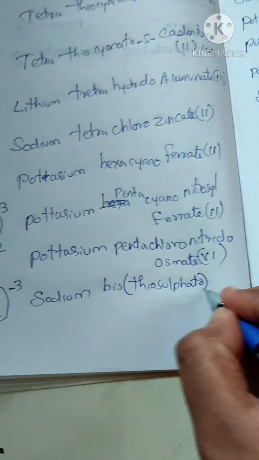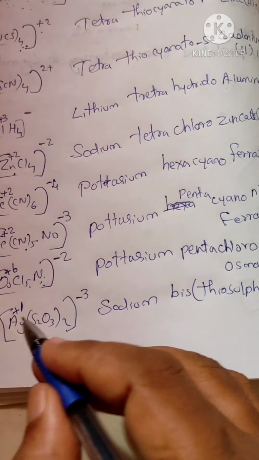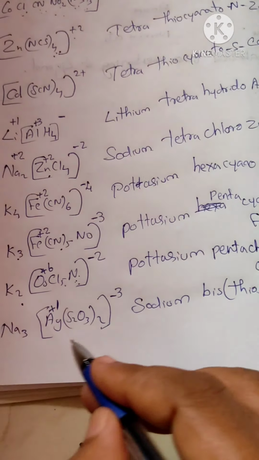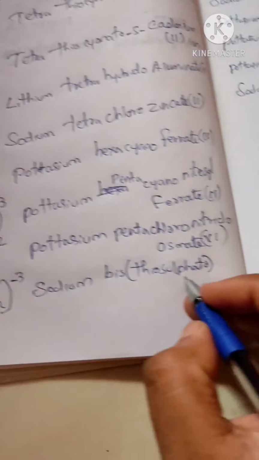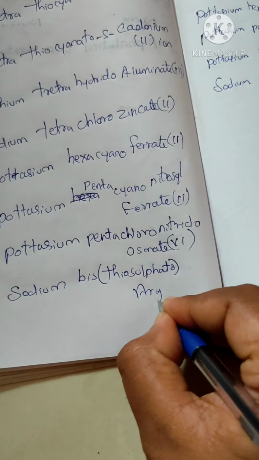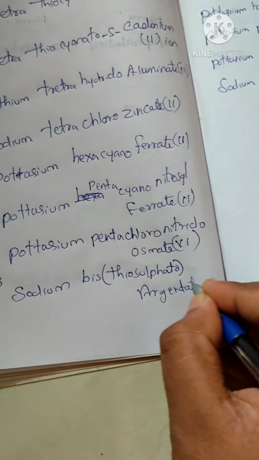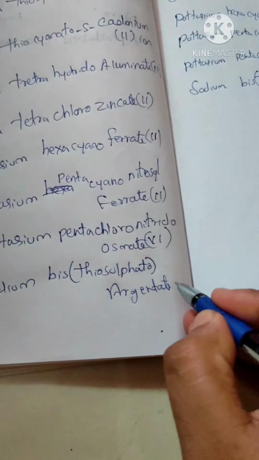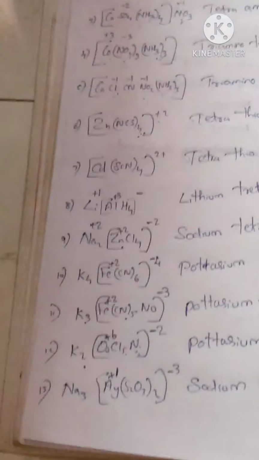Bis thiosulfato. Then what is the central metal atom? That central metal atom is silver, so argentate. Since this whole complex ion is negatively charged, we have to mention it as argentate. And what is the oxidation state of argentate? It is +1.